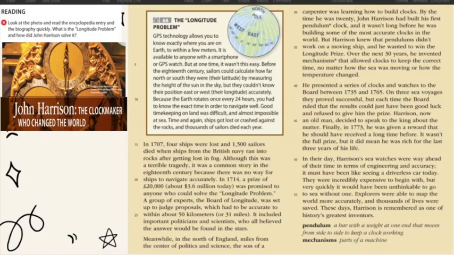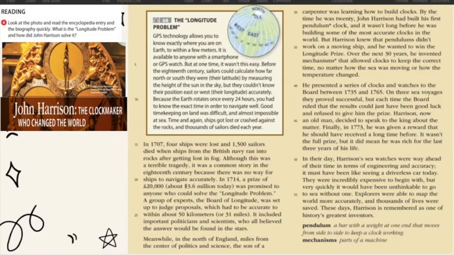By the time he was 20, John Harrison had built his first pendulum clock, and it wasn't long before he was building some of the most accurate clocks in the world. But Harrison knew that pendulums didn't work on a moving ship, and he wanted to win the longitude prize. Over the next 30 years, he invented mechanisms that allowed clocks to keep the correct time, no matter how the sea was moving or how the temperature changed. He presented a series of clocks and watches to the board between 1735 and 1765.